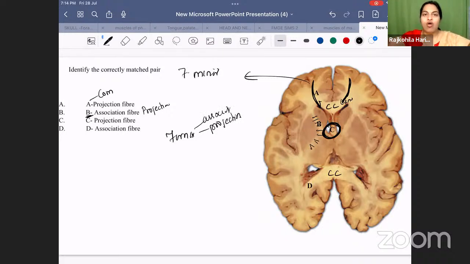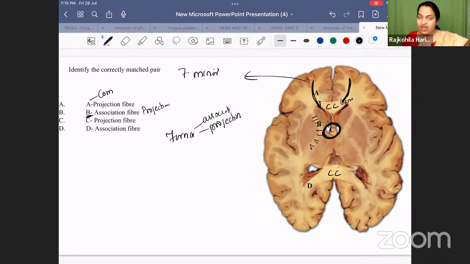From the hippocampus, right? It's coming from the hippocampus. It is going to the mammillary body in the hypothalamus. Hypothalamus is part of the diencephalon. So it's going from telencephalon to diencephalon. And that's an example of projection fiber.